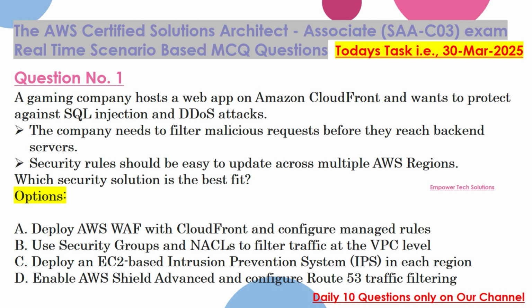Options: A. Deploy AWS WAF with CloudFront and configure managed rules. B. Use security groups and NACLs to filter traffic at the VPC level. C. Deploy an EC2-based intrusion prevention system (IPS) in each region. D. Enable AWS Shield Advanced and configure Route 53 traffic filtering.